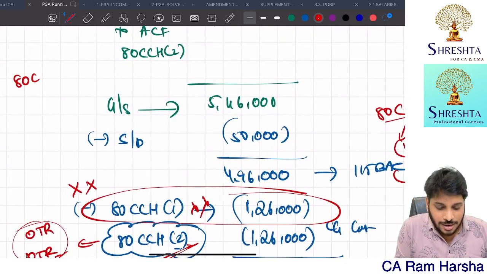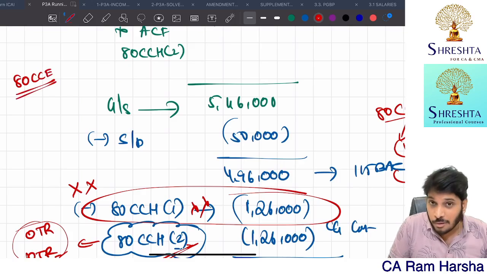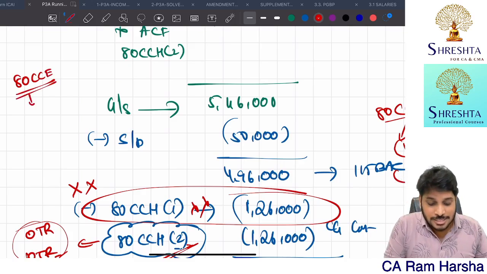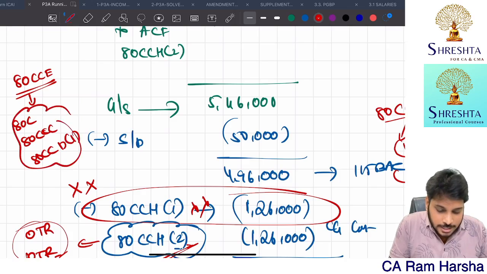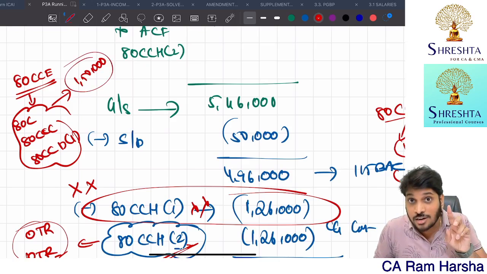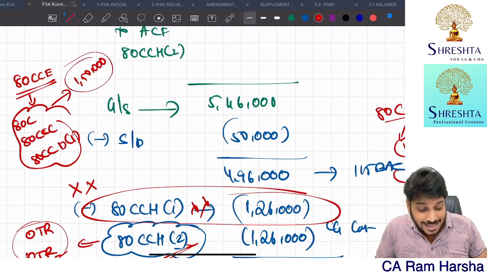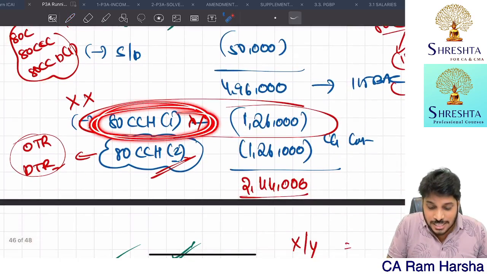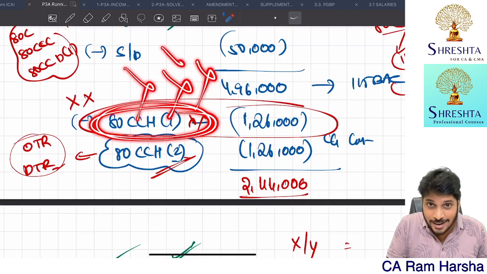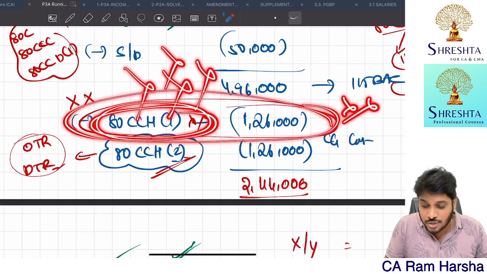There is a section called 80CCE, if you remember, which says the deduction under 80C, 80CCC, 80CCD subsection 1, all these three sections put together, the maximum deduction shall not exceed 1,50,000. Overall limit for 80C. Remember, in this list, 80CCH subsection 1 is not included.